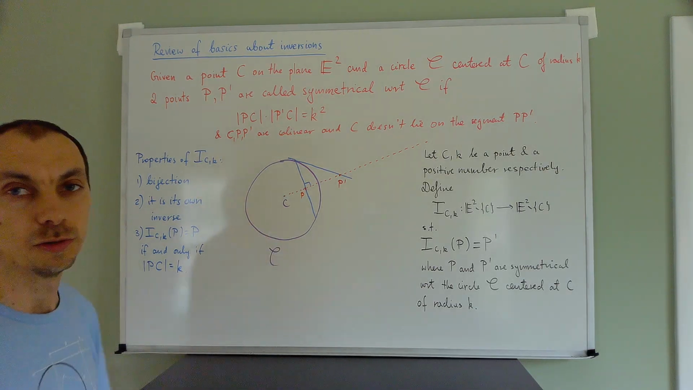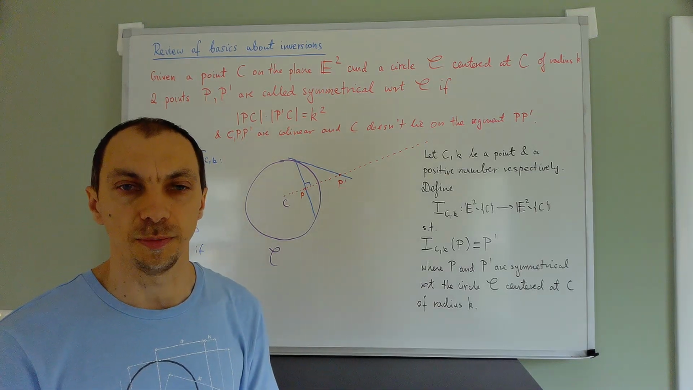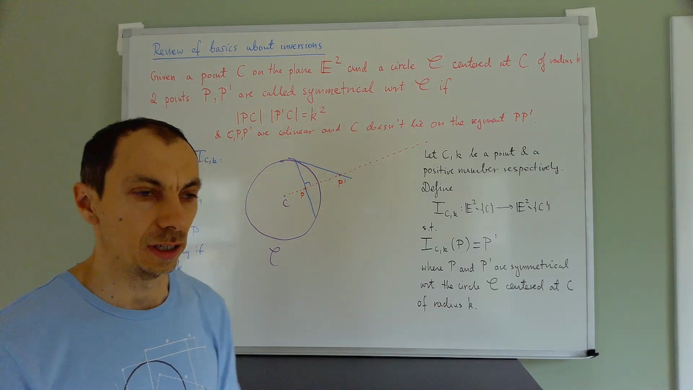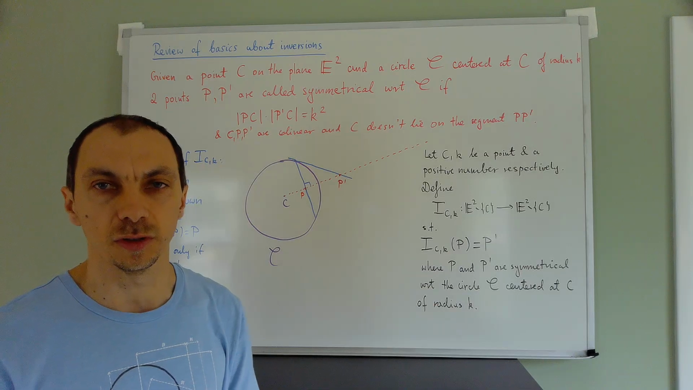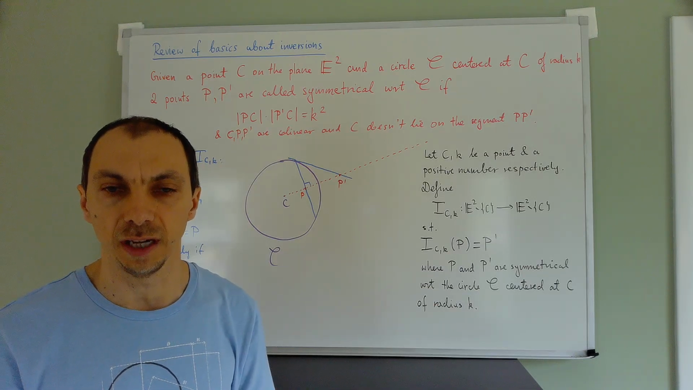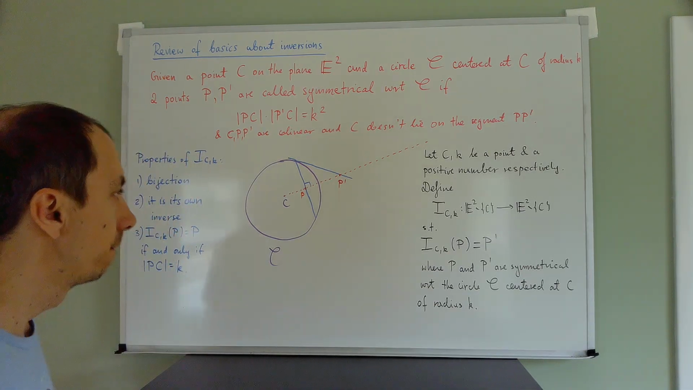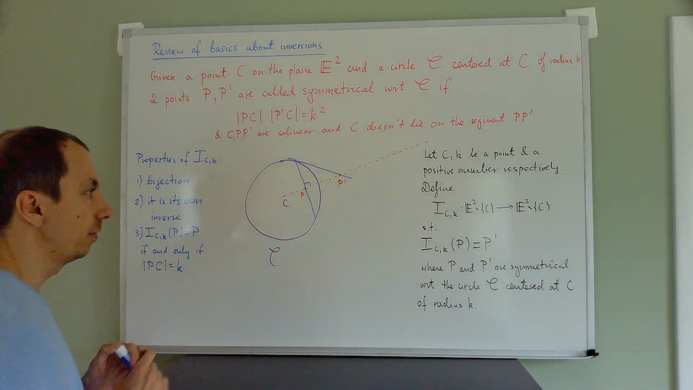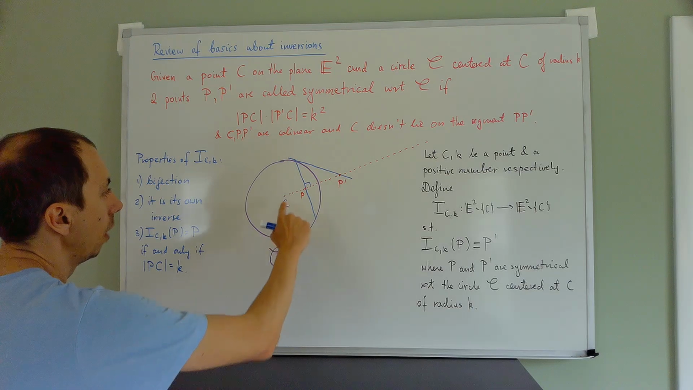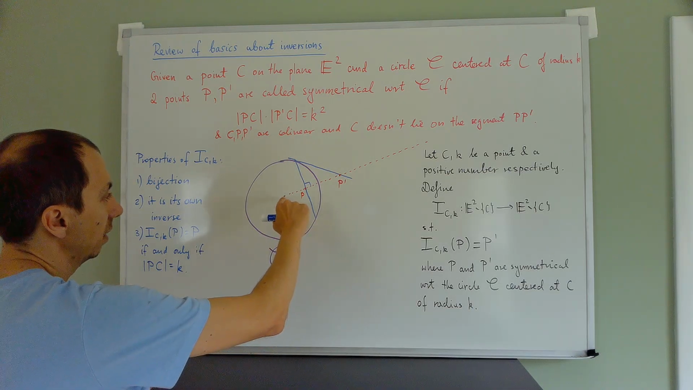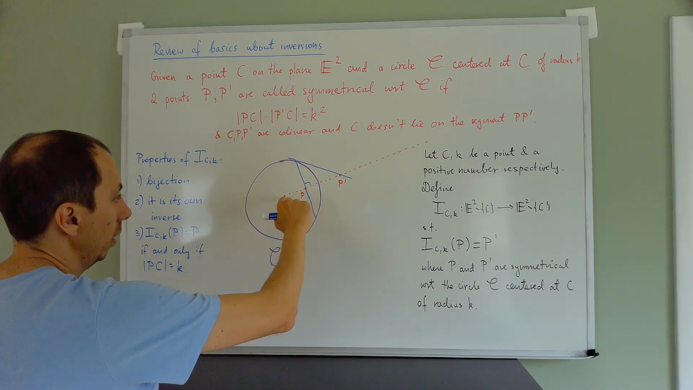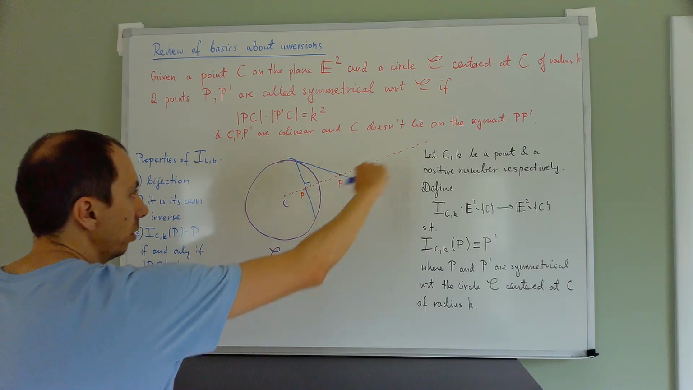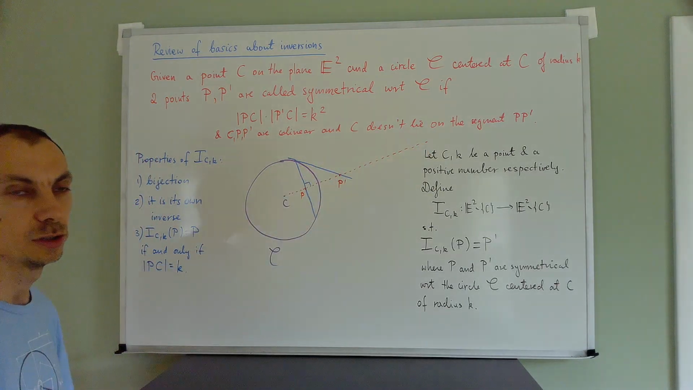This picture tells you how to construct a symmetrical point from a given point. In other words, how to construct the image of any given point under the inversion. So if you want to construct the image of P under the inversion, what do you do? Well, first of all, you connect the point C with P with a ray, and you know that P prime is going to be on that ray.